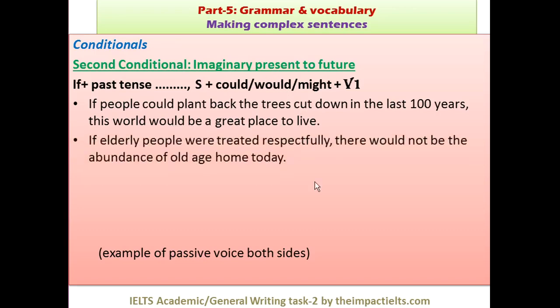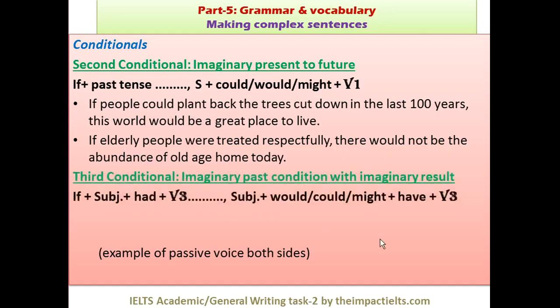Let's see the second example. If elderly people were treated respectfully, there would not be an abundance of old age homes today. Now, again, when I write this sentence, I simply imagine that elderly people are not being treated respectfully, right? So this is my imagination and this is the imaginary result. And you can always keep in mind that all these conditional sentences can be used in the passive voice as well. You can see the result here. The elderly people were treated, would not be. So these are examples of the passive voice, right?